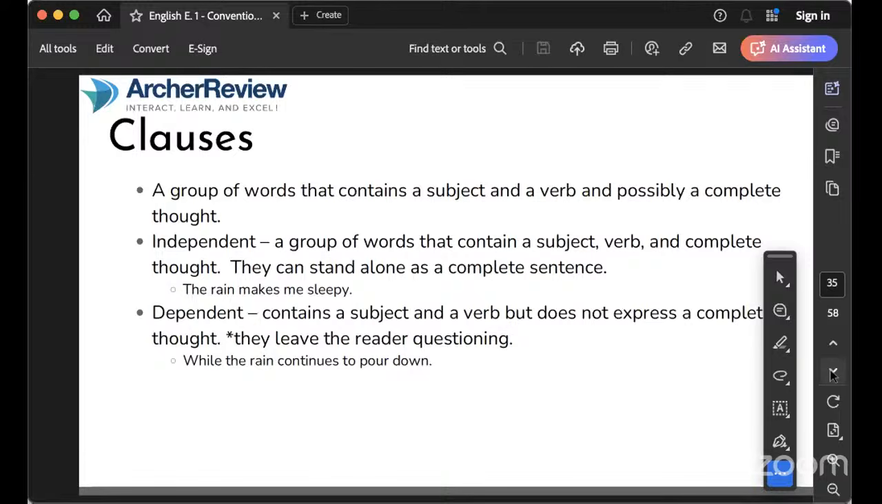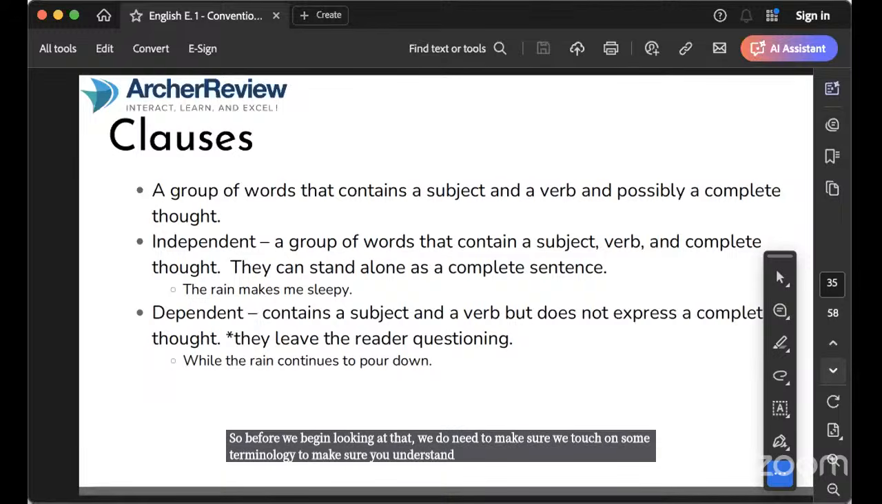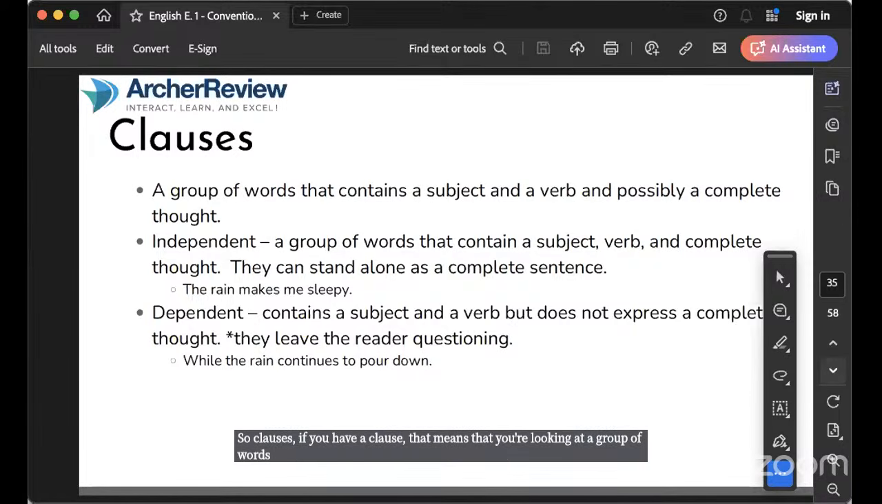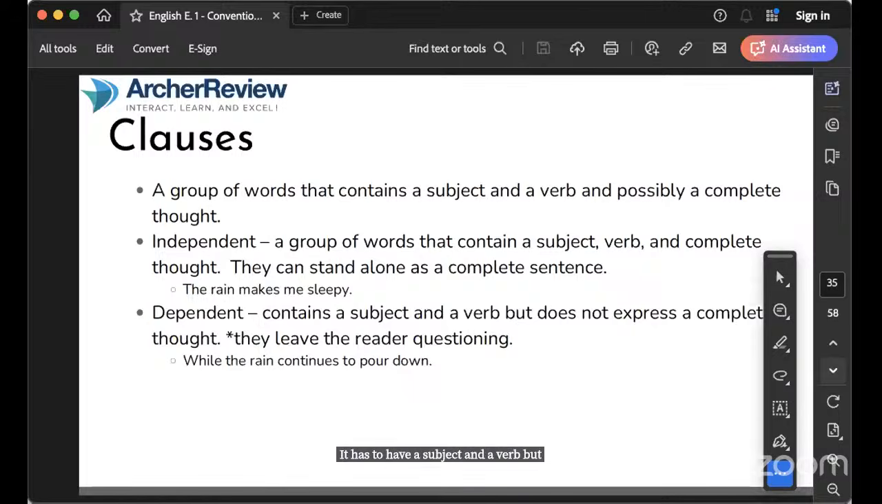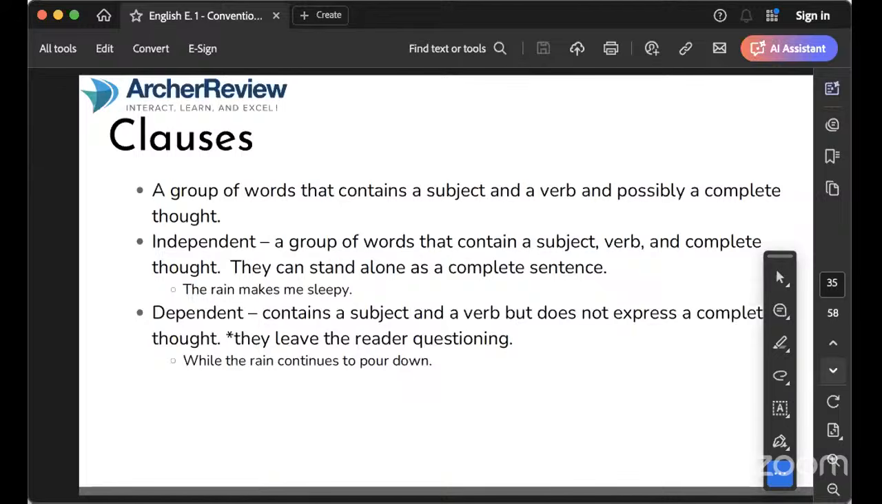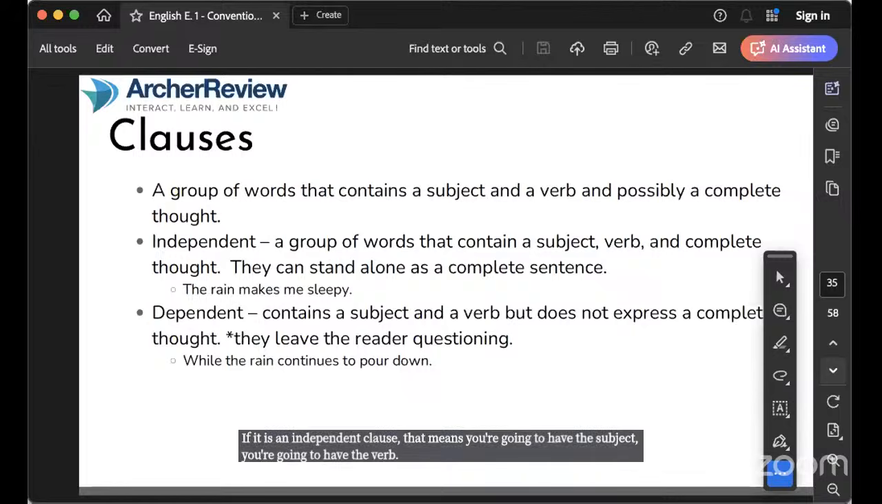Before we begin looking at that, we do need to touch on some terminology to make sure you understand some terms that we're going to be using tonight. So, clauses. If you have a clause, that means you're looking at a group of words that has a subject, a verb, and maybe a complete thought. It has to have a subject and a verb, but depending on what type of clause it is, it might or might not have a complete thought. If it is an independent clause, you're going to have the subject, the verb, and it will express a complete thought.